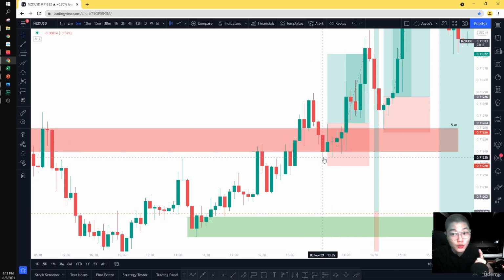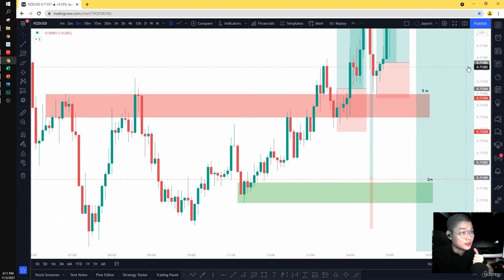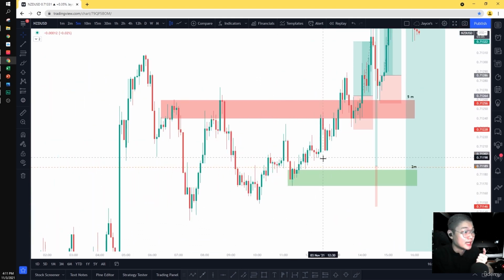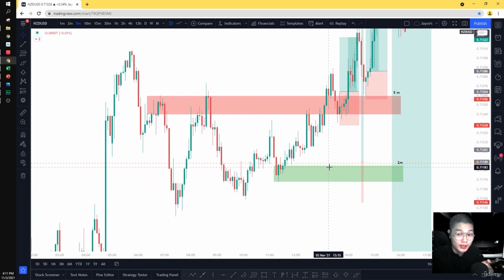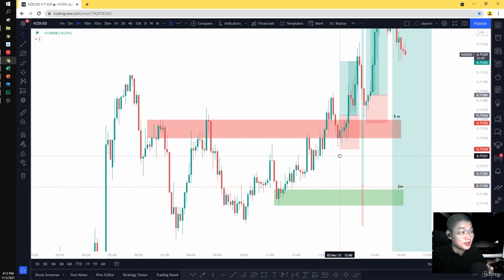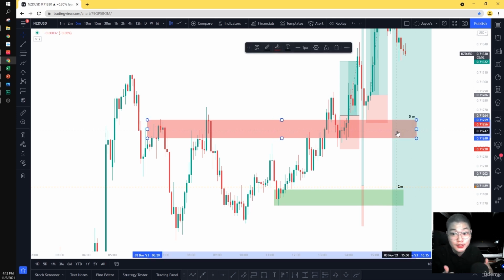But I cannot be sure this one is a good range. This one is a good range for me, and I analyzed more. I find that here is a good range. It's the best range for this trade. But if price cannot go to this range, maybe this strong selling zone would be the best trade.